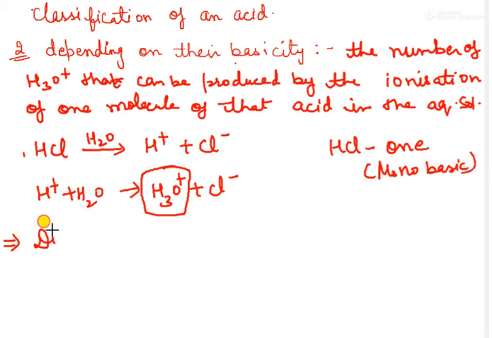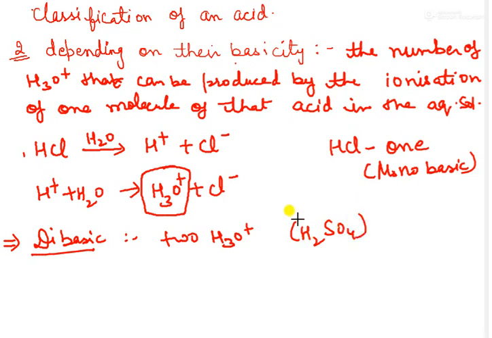The next one is dibasic. So what is dibasic? Dibasic means that on ionization in water, the compound forms 2 hydronium ions. Di means 2. So if we take the example of H2SO4, 2 hydrogens are present, so they will form 2 hydronium ions, but a dibasic acid ionizes in 2 steps.